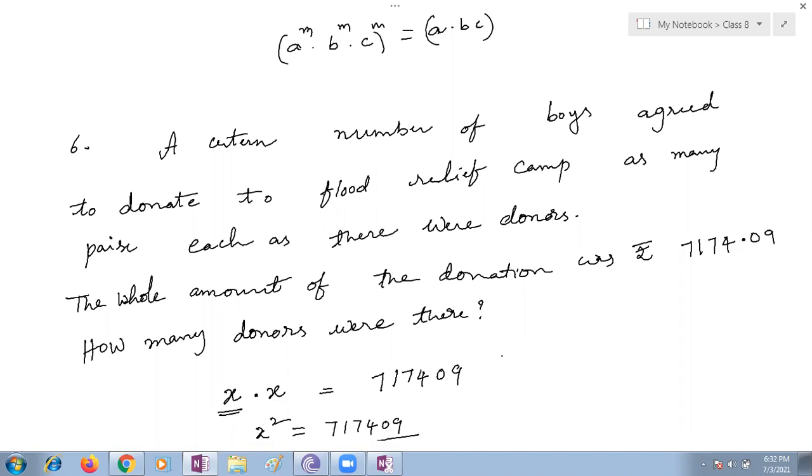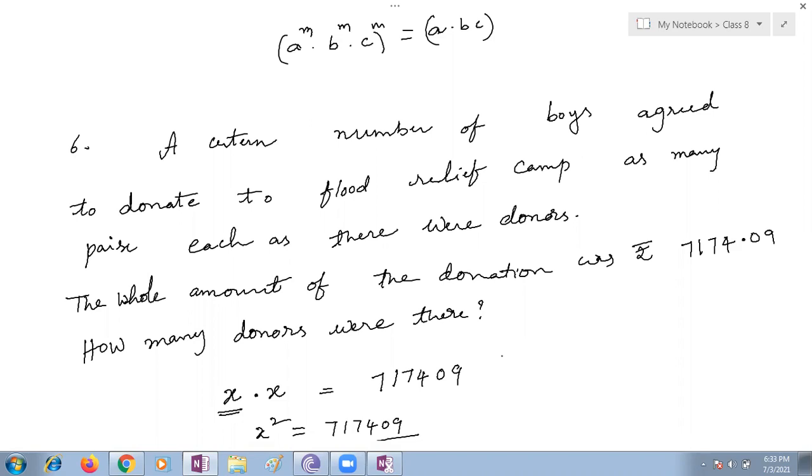10 into 10 you are doing, right? Why are we doing into 10, ma'am? Ma'am, 1 paisa each, so 1 into 10 is 10. No, children. Ma'am, actually this question is given in a confusing way.